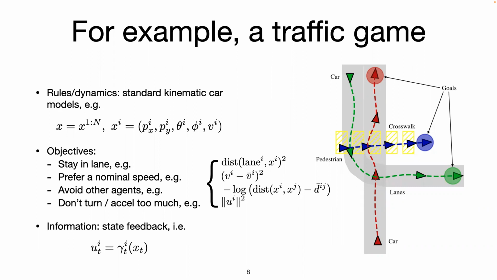But at the end of the day, to put an example like this within the language of dynamic game theory, we need to define what the rules are, what the dynamics are. So write down the trigonometry that governs how a bicycle or a car drives. Then objectives for different players. Here I've written just a few natural ones.